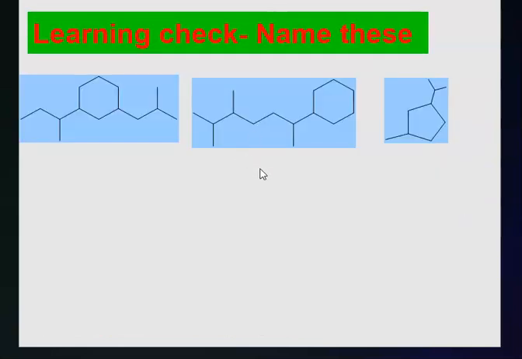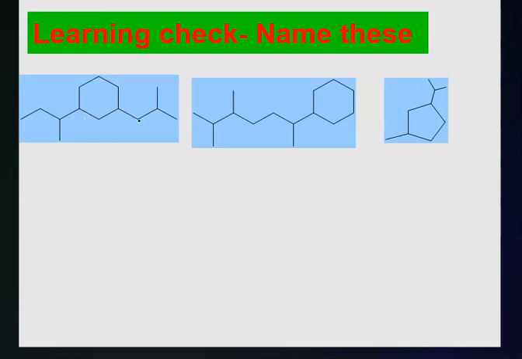Okay, let's try to name these. These are some examples. Now here you have two substituents, and this is a cycloalkane. So you can number from either side, but in this case, since there are two of them, you have to go alphabetical order.